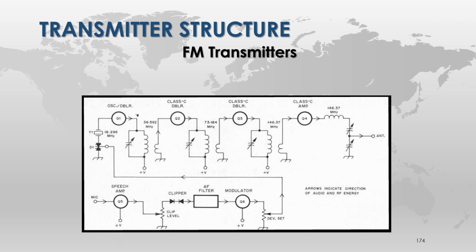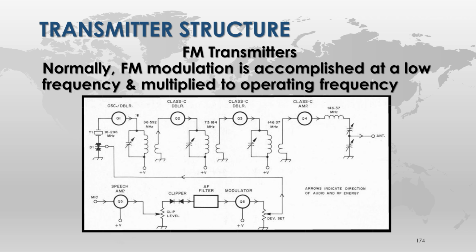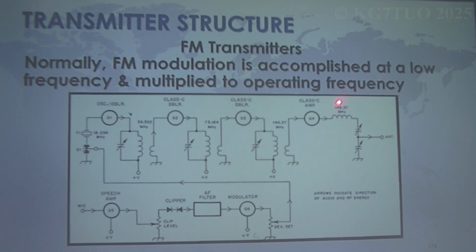FM transmitter structure. There are all kinds of parts there. Don't get scared by that; we're going to talk about it. I want you to pay special attention to one thing here. This is a 146 megahertz transmitter. With the crystal, it's 18 meg. We run it through a doubler and come up with 36 meg here. This is a doubler, this is a doubler, and it gets out to here, and all of a sudden it's up at the 2 meter frequency. Doubling takes place here.